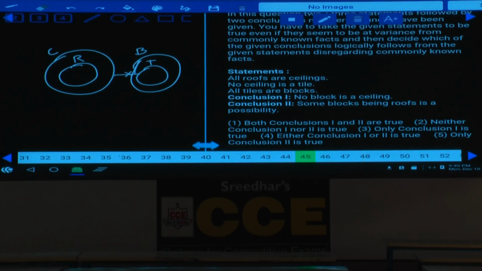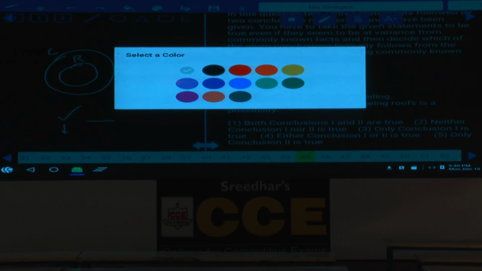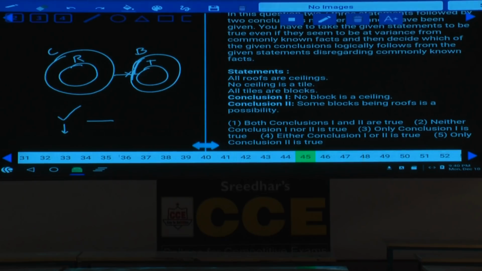Now no block is a ceiling, true or false? No block is a ceiling, definitely true as of now. Some blocks are roofs is a possibility, that is the second one. As no block is a ceiling is true, to make this one false, now I should prove some blocks are ceilings. Tell me whether I can draw like that or not. Some blocks are ceilings. Now block and ceiling, tell me whether we can draw like this or not. Yes. Now I said no ceiling is a tile. Tile and this one should not be intersected, but whereas I am able to intersect this block. Hence alternate diagram proven, previous conclusion will be false.